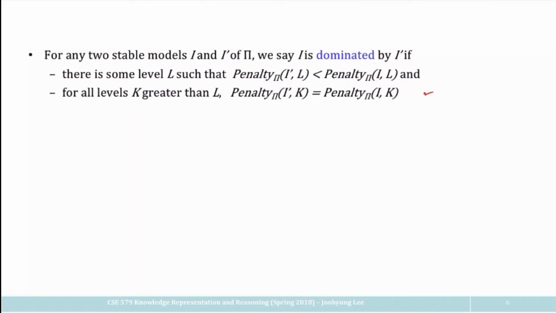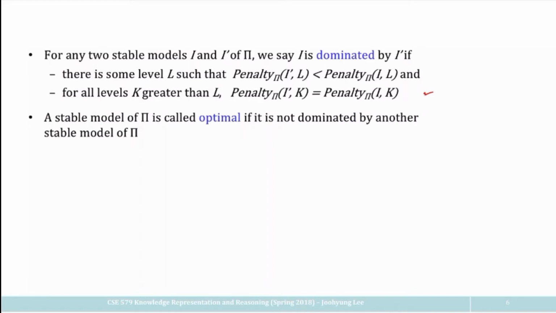So in other words, if we want to find whether I is dominated by I prime, go to the highest level and check the penalty at that level. If there's a tie, then go to the next level. If the penalty of I is greater than that of I prime, then I is dominated by I prime at that level. If not, then you continue. Are we together? Okay. So a stable model of pi is called optimal if it is not dominated by another stable model. In other words, if there is no other stable model that has less penalty.